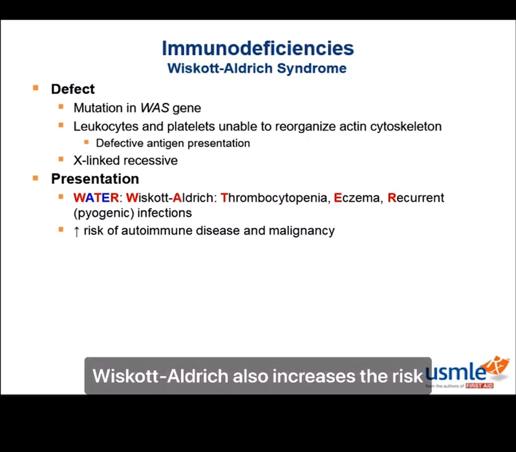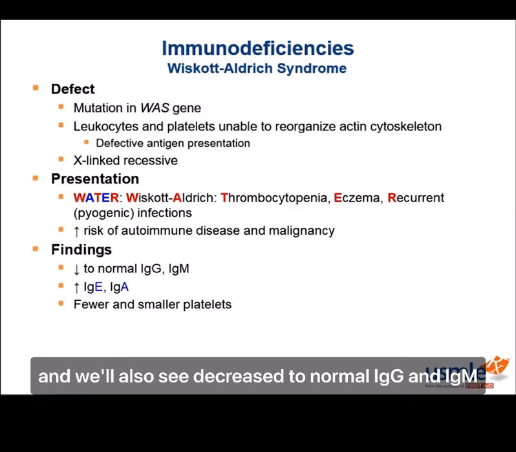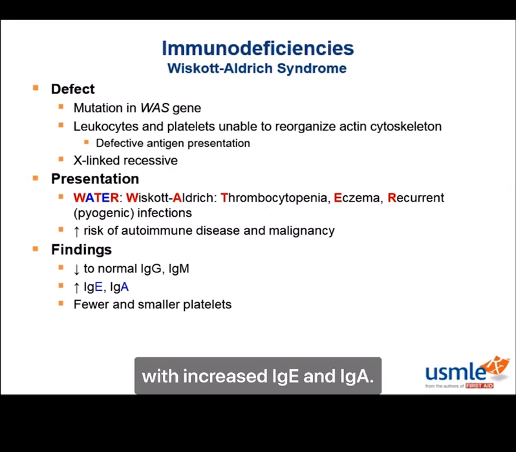Wiskott-Aldrich also increases the risk of autoimmune disease and malignancy. Now, because of the thrombocytopenia, we'll see few and small platelets, and we'll also see decreased to normal IgG and IgM with increased IgE and IgA.